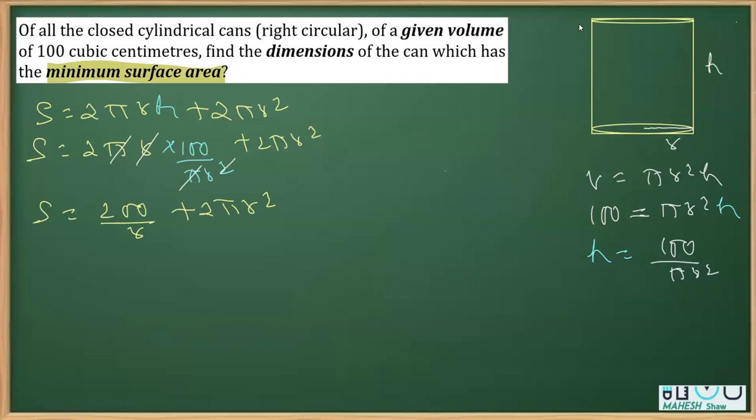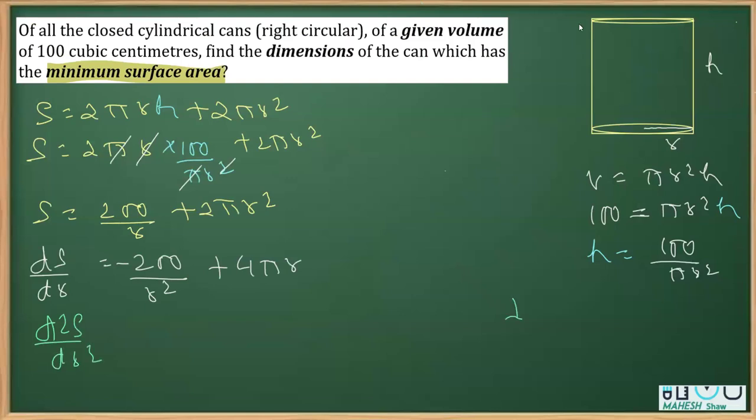Let's find its derivative. If I find its derivative, it's ds by dr. That's coefficient 200, the derivative of 1 by r is minus 1 by r square, and the derivative of this is going to be 4 pi r. Now let's also find its second order derivative, d square s by dr square. So the derivative of 1 by r square, let's figure out. I can write this as r raised to the power minus 2, so it's minus 2 r raised to the power minus 3, or I can further write this as minus 2 over r cube.